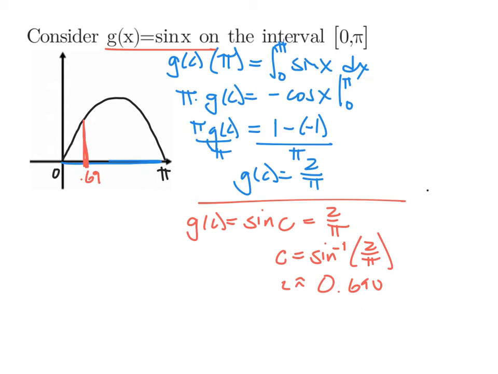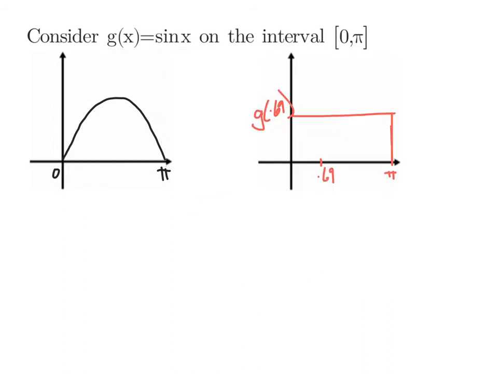The height of that rectangle is going to actually be 2 over pi, and the area of this rectangle would be the same as the area under that curve. So we were able to represent that exact same area in two different ways.